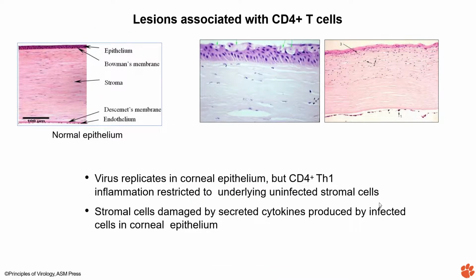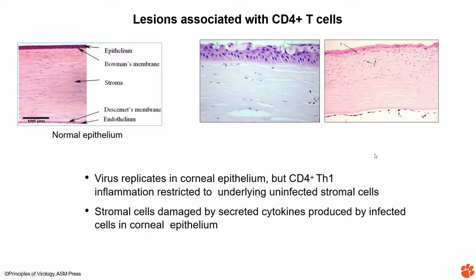So how does this happen? On the left-hand side, we're looking at the cross-section of the cornea: epithelium, then the stroma, and then the endothelium, which is basically normal. Here, what we are looking at is that the virus replicates in the corneal epithelium, but the inflammation is restricted to the underlying stromal cells. The green areas are where the virus replicates in these cells. You can see these are the lesions that are formed. But this is not the main cause of the blindness.